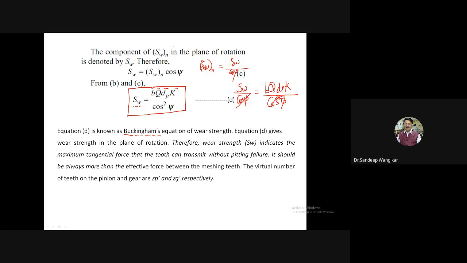Now we have to go for this Q also. The Q formula we have is Zg divided by Zg plus Zp. But here virtual numbers of teeth are there, so we have to check whether the formula is changing or remaining the same. Let us write the formula for Q.